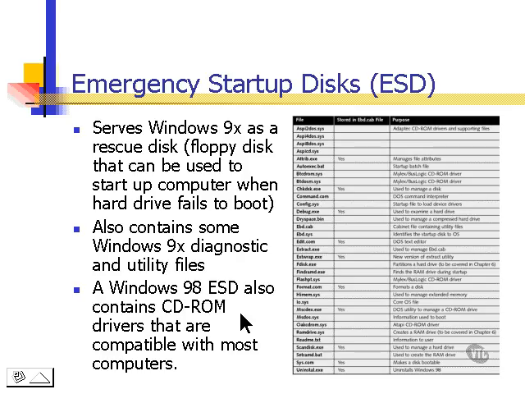The way that we create an emergency startup disk is that we go into Windows 98, into Add/Remove Programs in the Control Panel, and then select to create an emergency startup disk. So next we'll talk about how we support floppy drives.